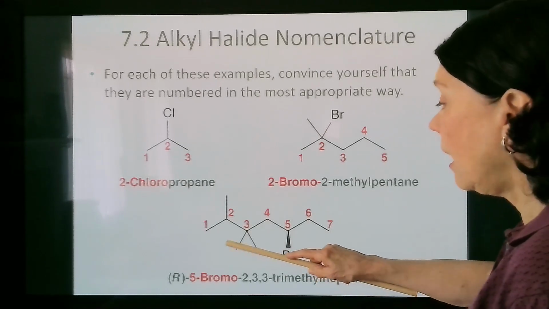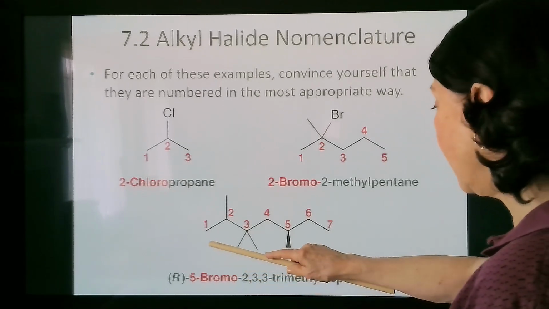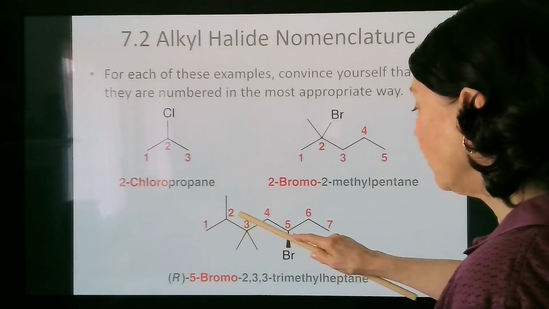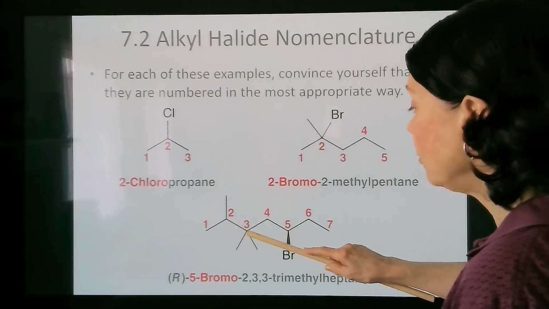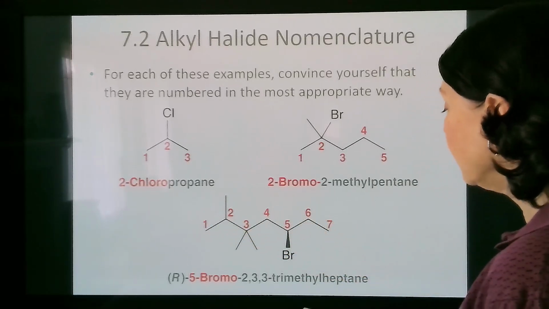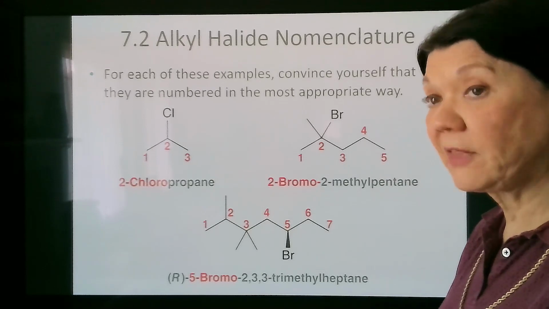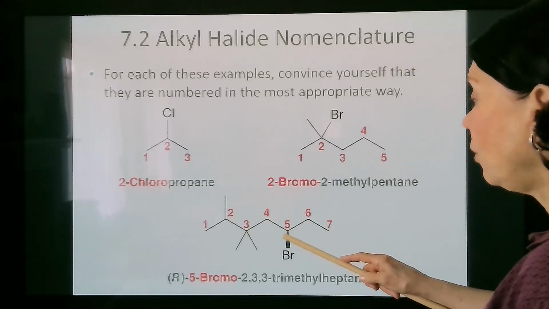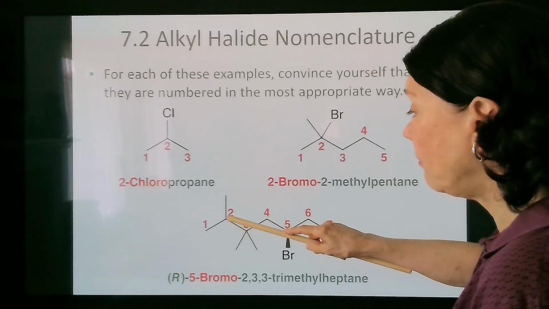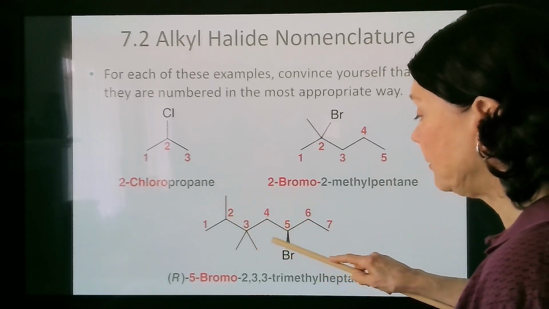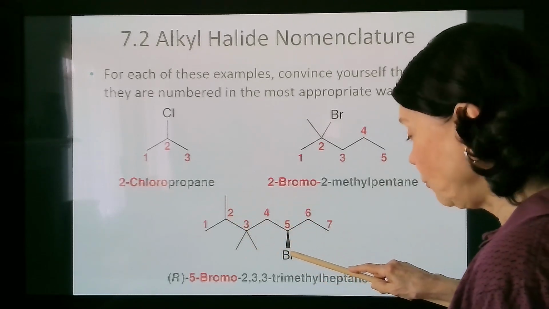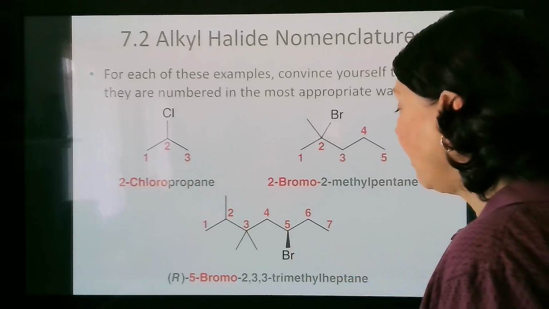You can see here, you count down the longest chain: 1, 2, 3, 4, 5, 6, 7. So this is going to be a something, something, something heptane. Now you look at your groups. You have a methyl in the 2 position, a methyl in the 3 position, a methyl in the 3 position, and a bromo in the 5 position.